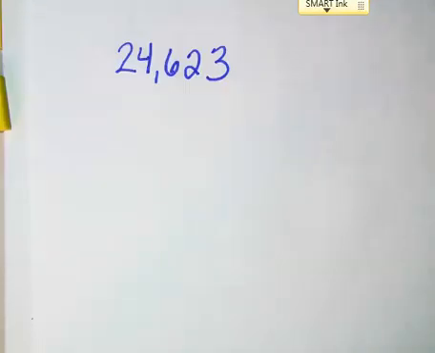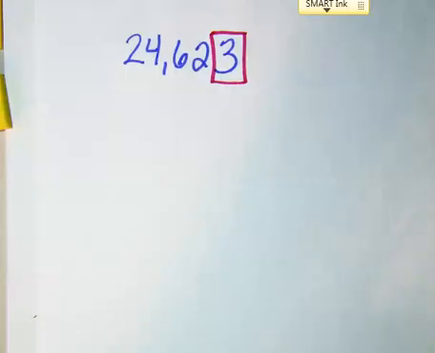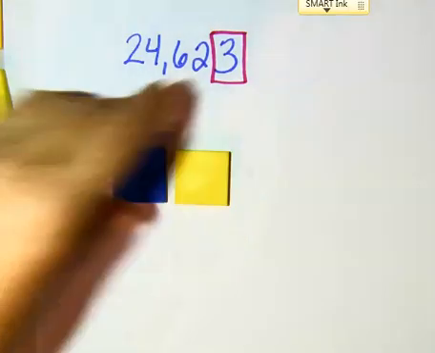So what do we do when we have a big number and we don't have enough blocks to show that? So for example, 24,623. It would be crazy to get 24,623 blocks to match up. Well, I don't need to match all of those up. All I need to do is look at the last number. The last number is a 3. That's how many blocks I need to look at.